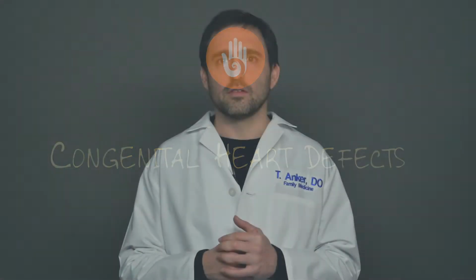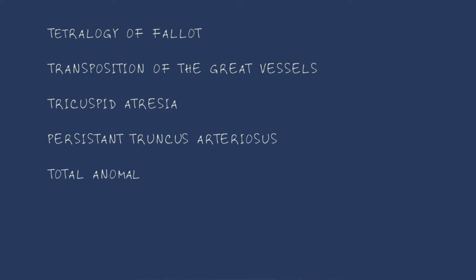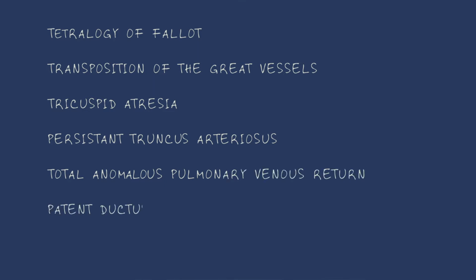Congenital heart diseases. There are several, and sometimes they're difficult to remember, but I'm going to go over each and every one of them now and hopefully make it easier for you to know. Tetralogy of Fallot, of course. Transposition of the great vessels. Tricuspid atresia. Persistent truncus arteriosus. Total anomalous pulmonary venous return. Patent ductus arteriosus, and coarctation of the aorta.